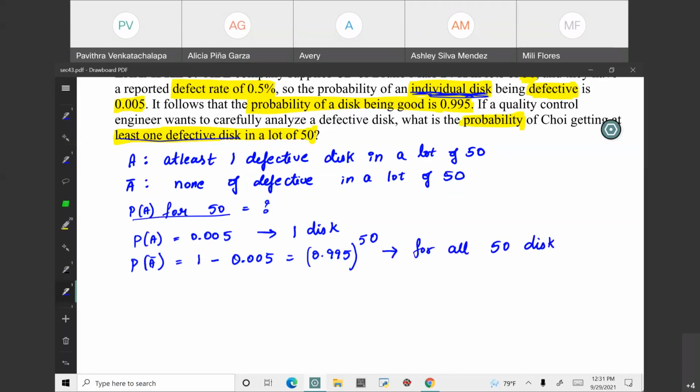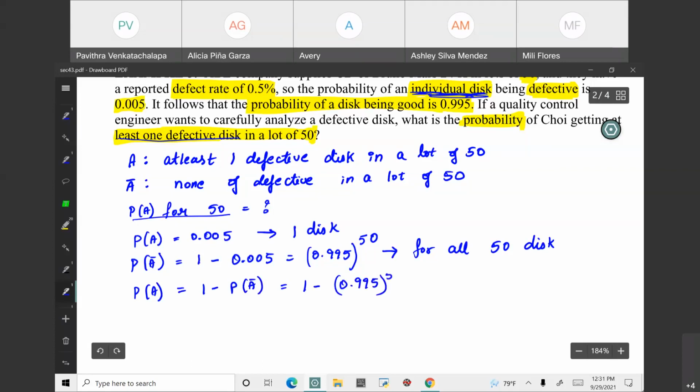Now again use the same formula, reuse it. P of A is 1 minus P of A bar. That is 1 minus 0.995 to the power of 50. You can use your calculator and the answer must be 0.222.